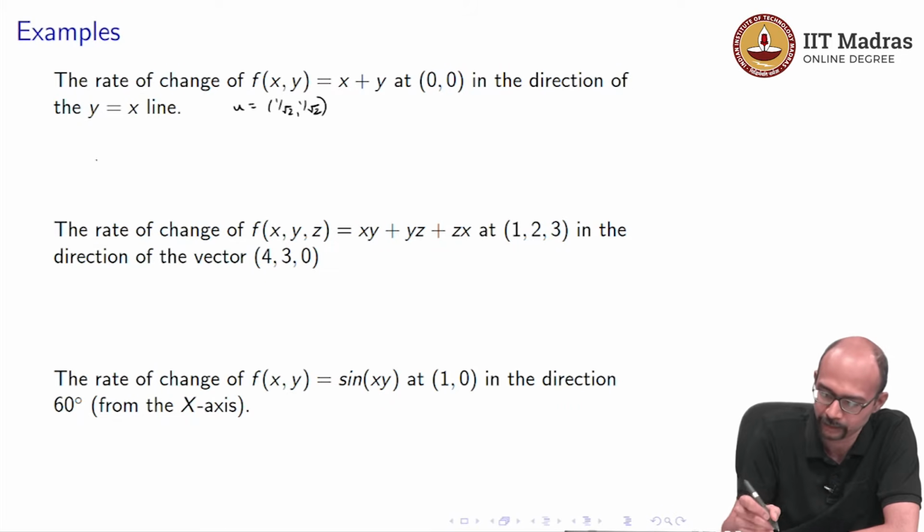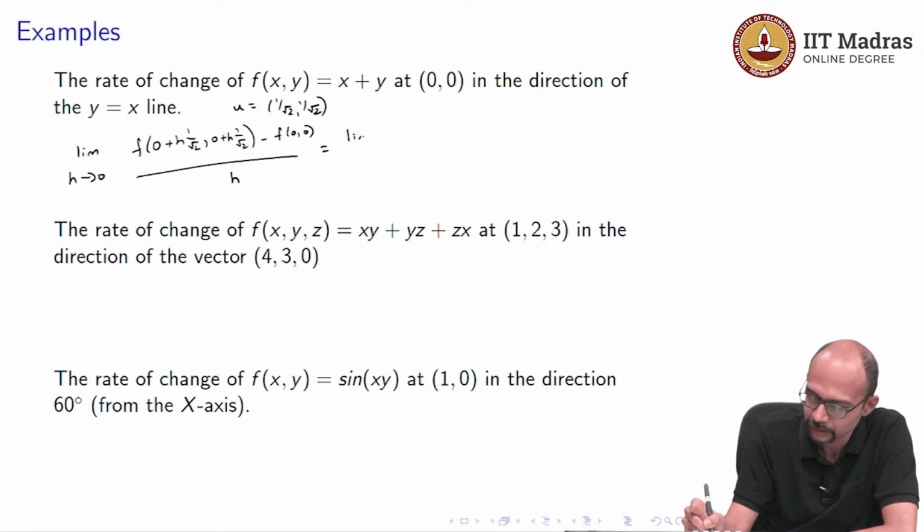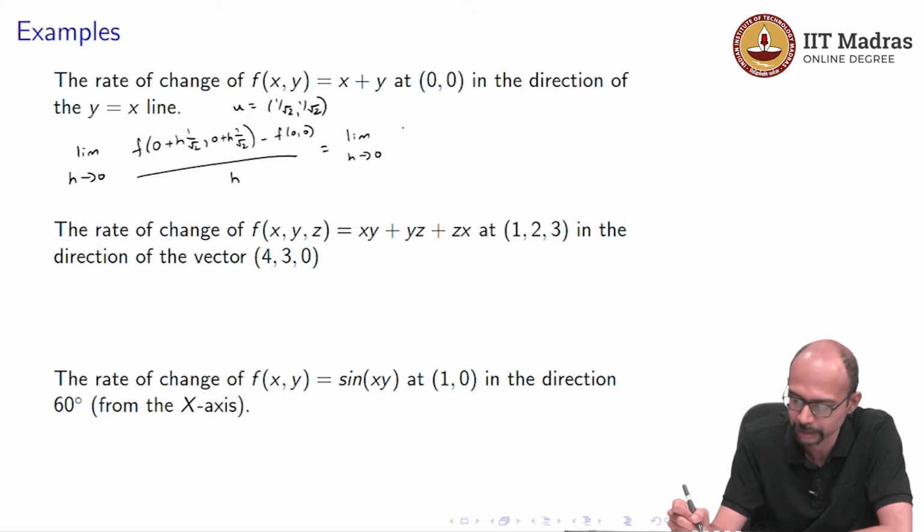So, this is exactly what we have. Now what we want to compute is the limit as h tends to 0 of f of (0 plus h times 1 by root 2, 0 plus h times 1 by root 2) minus f of (0, 0), divided by h. Let us evaluate what this is. This is f of (h by root 2, h by root 2), which is h by root 2 plus h by root 2 minus 0 plus 0, divided by h.